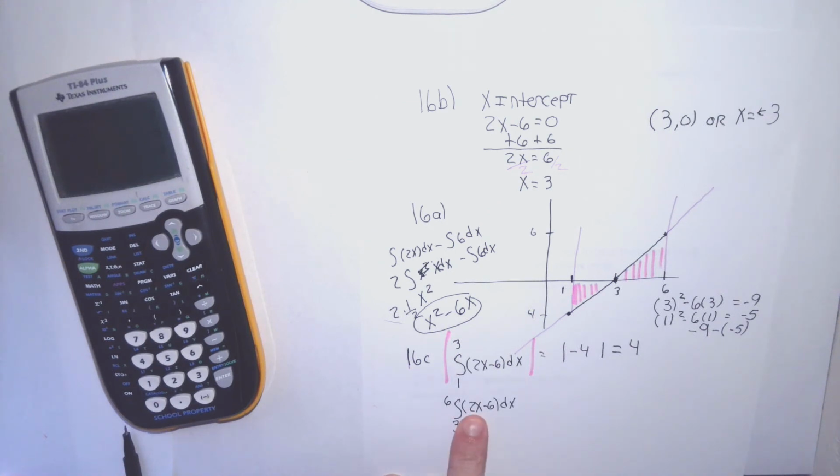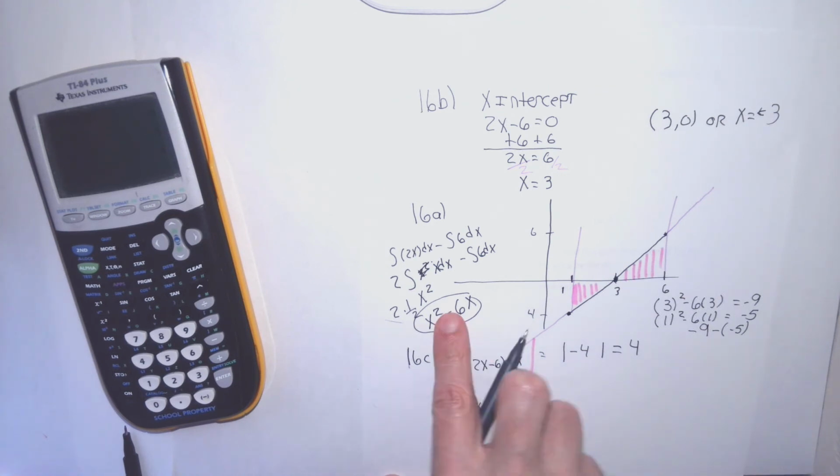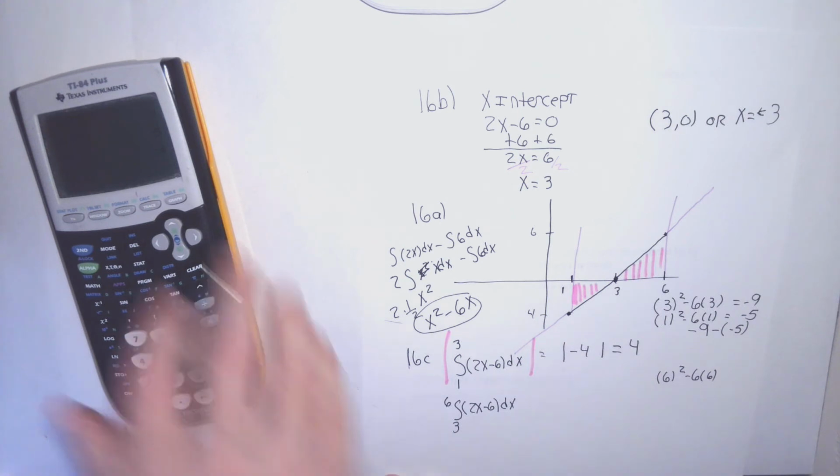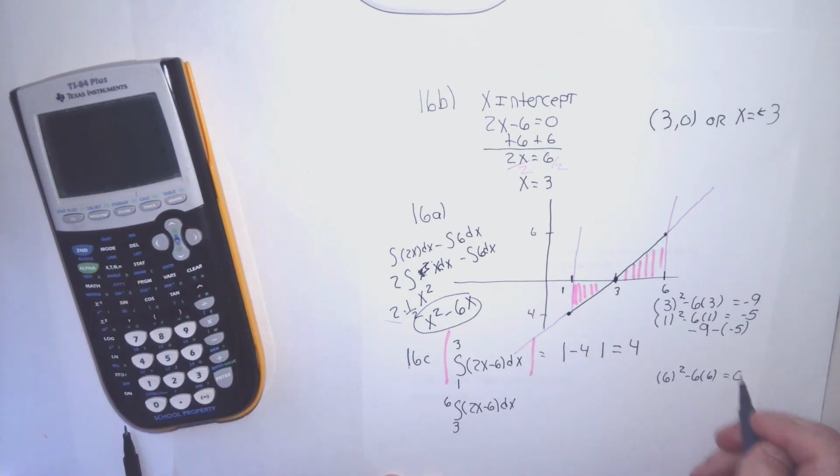The second integral is this integral of 2x minus 6 evaluated from 3 to 6. So for the same integral, because it's the same function, I'm going to plug in 6. So 6 squared minus 6 times 6. That's going to be 0. That's 36 minus 36. And then plug in 3. Get 3 squared minus 6 times 3.